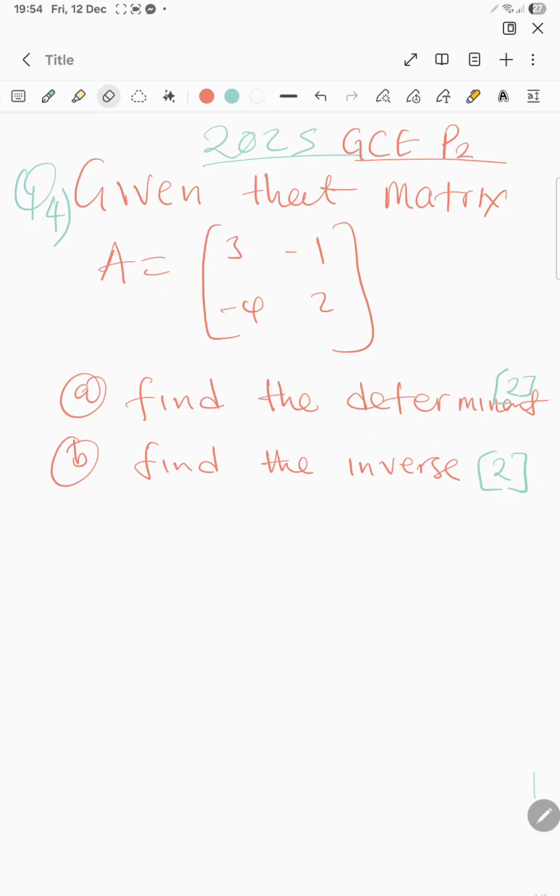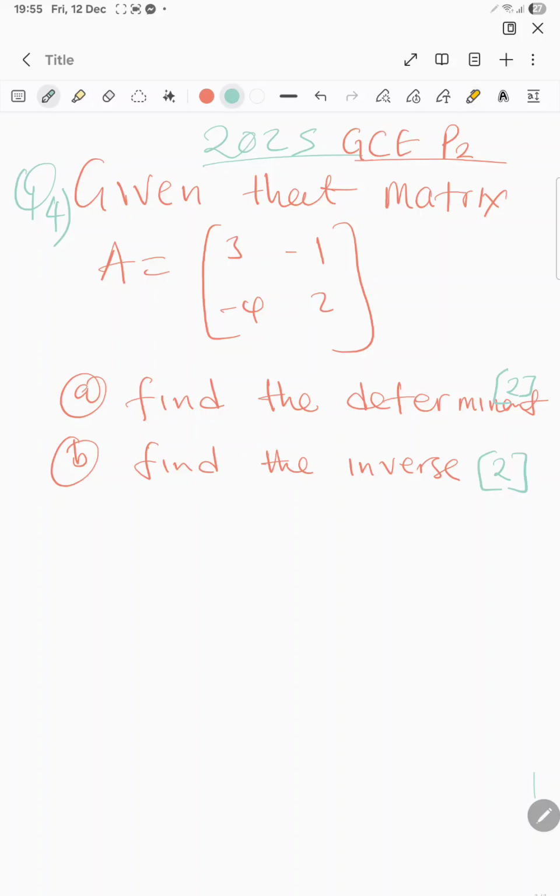In this video, we are going to look at the grade 12 paper GCE 2025 final examination. So I've gotten question number 4, which came on matrices. We are told, given that matrix A is equal to 3, -1, -4, 2, find the determinant of matrix A.